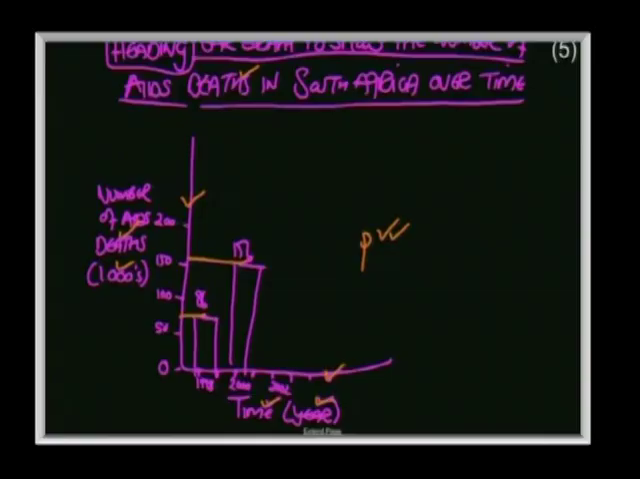You will get a mark for the number of AIDS deaths in South Africa. Sometimes there may be a third mark allocated for the time interval, and then a T mark, which is for drawing the correct type of graph. That marks the end of our questions on viruses.